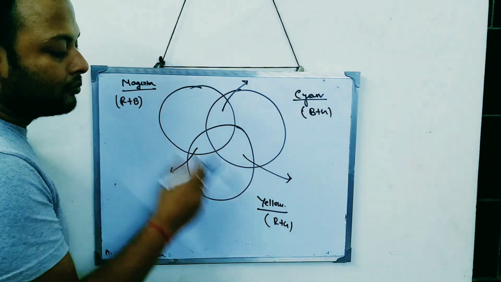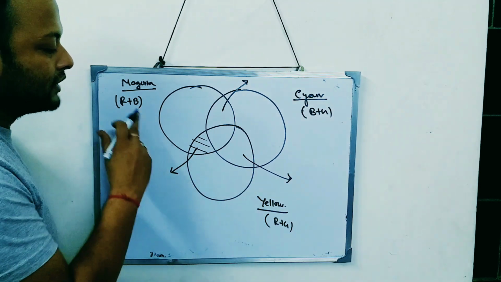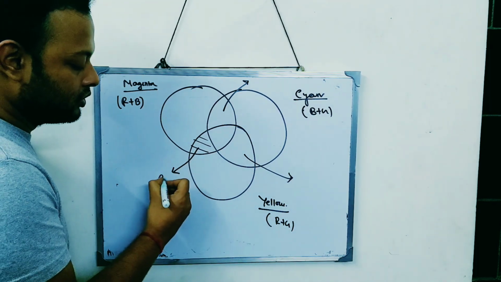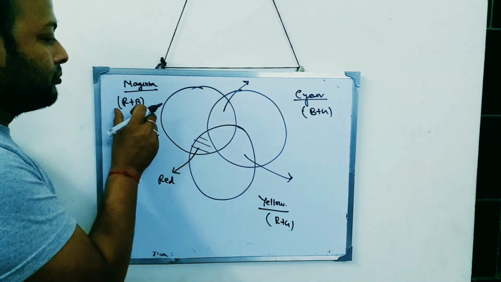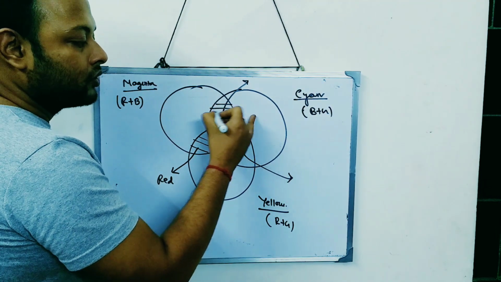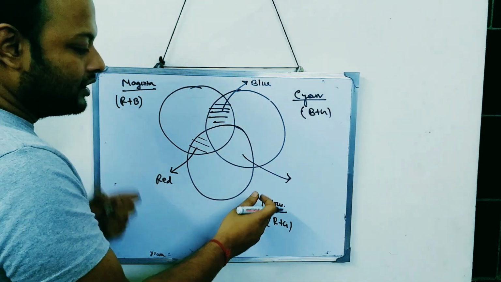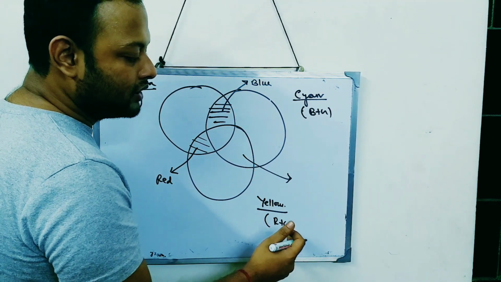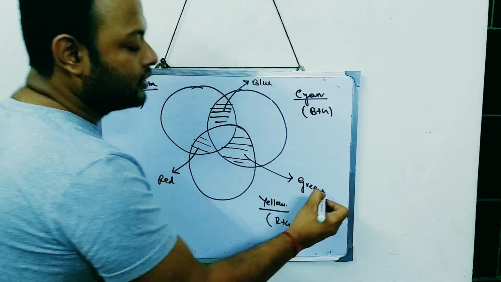See, this part is a combination of magenta and yellow. Now magenta and yellow, which color is common? Red and blue, red and green. So red is common, so this will come red in color. Similarly, magenta has red and blue and cyan has blue and green, so blue is common and this part will appear blue. And over here, cyan has blue and green and yellow has red and green, so green is common and this part will come green in color.